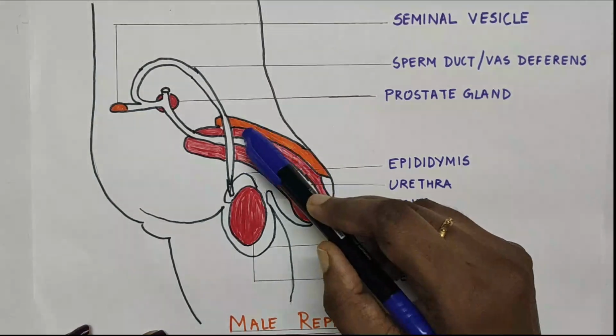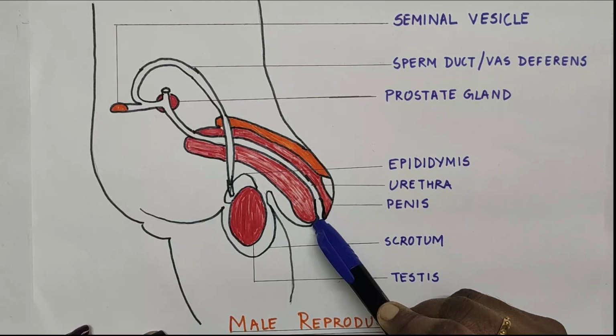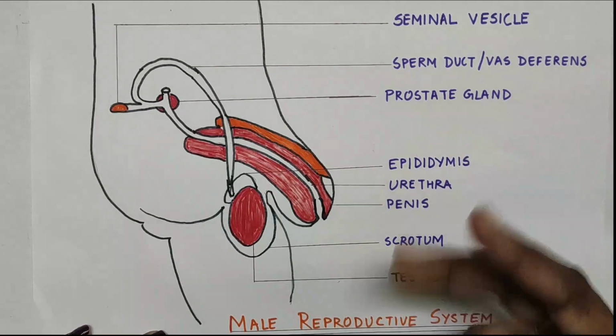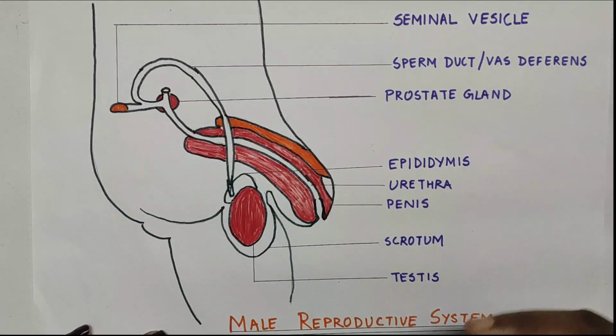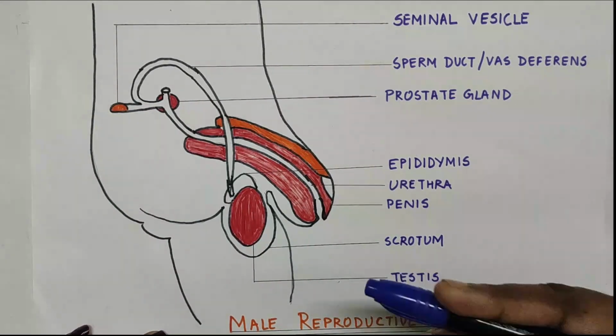And the male reproductive part is the penis, and this organ is doing two functions. It is an organ for the discharge of urine, and also for the discharge of sperms into the female body.